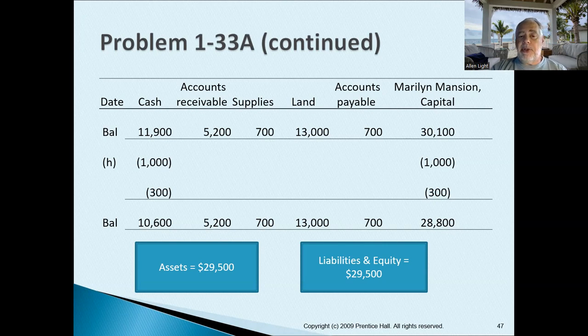Now I also have to subtract them from capital because they were expenses. So $1,000 rent expense, $300 advertising expense. Okay, so I've subtracted 1,300 from both sides. So my accounting equation should be equal. Assets are now 29,500. Liabilities and equity are 29,500. So we're good.